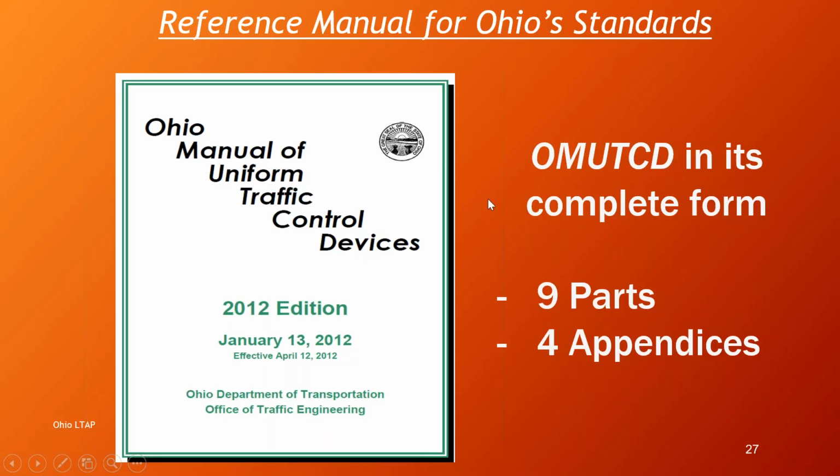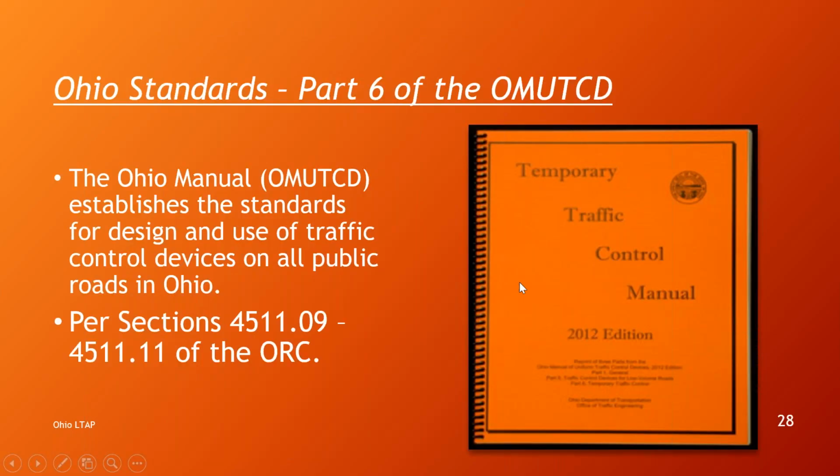Like I said, the OMUTCD is today's reference manual. There are 9 different parts to the OMUTCD, but we're interested in part 6 today. Part 6 looks like this. It's the temporary traffic control manual, and the 2012 edition is the latest edition. Something you should know is that it's state law that we abide by this manual. You need to abide by all 9 parts of the manual.